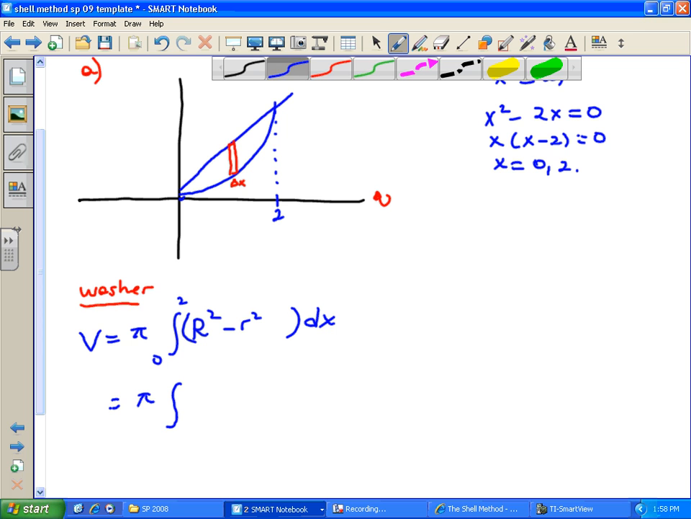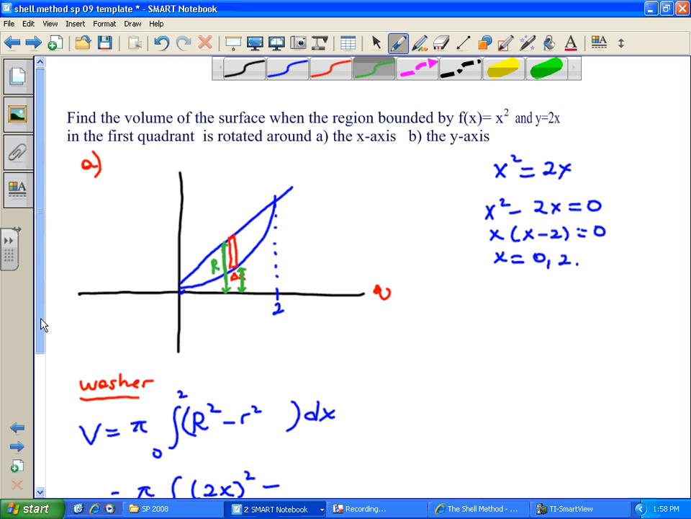Okay, what is the outer radius here? That would be this distance, right? And the inner radius? That would be this distance. Okay, so the outer radius, which function is that on the outside of the region? Again, this is our big R. So that's the 2x function, right? So it has to be squared though, right? So quantity 2x squared minus the inner radius, which is this one. And which function was that one? The y equals x squared.